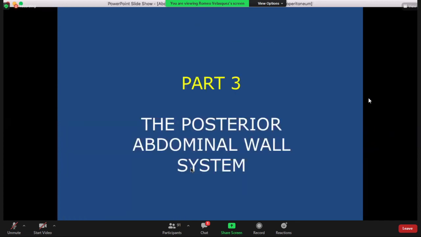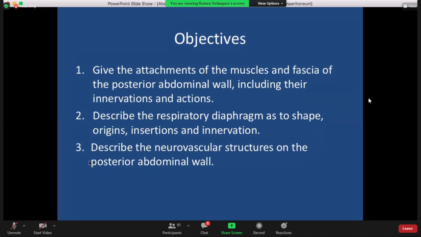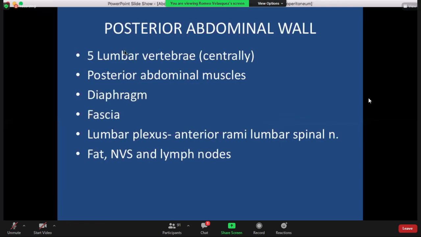So for the posterior abdominal wall, just focus on these objectives: the muscles and the fascia of the posterior abdominal wall. Not so much on the diaphragm, but it is included in one of the objectives. And finally, the neurovascular structures of the abdominal wall. So what makes up the posterior abdominal wall? Five lumbar vertebrae, posterior abdominal muscles, diaphragm, the fascia, lumbar plexus and nerves, plus fat and lymph nodes.